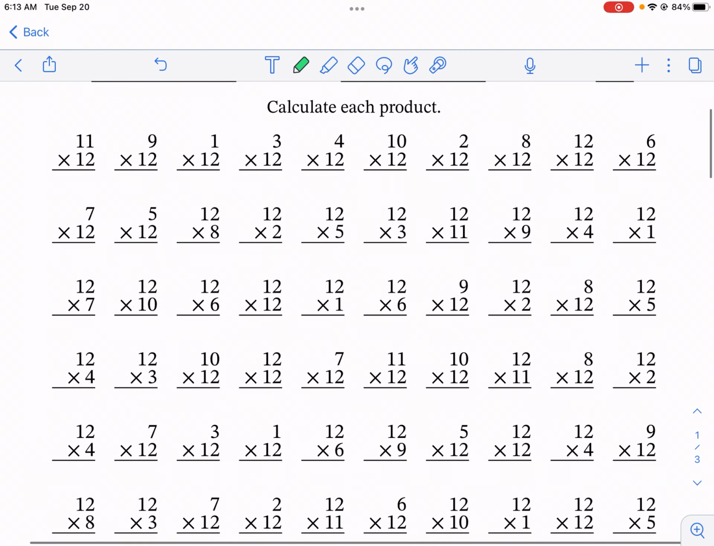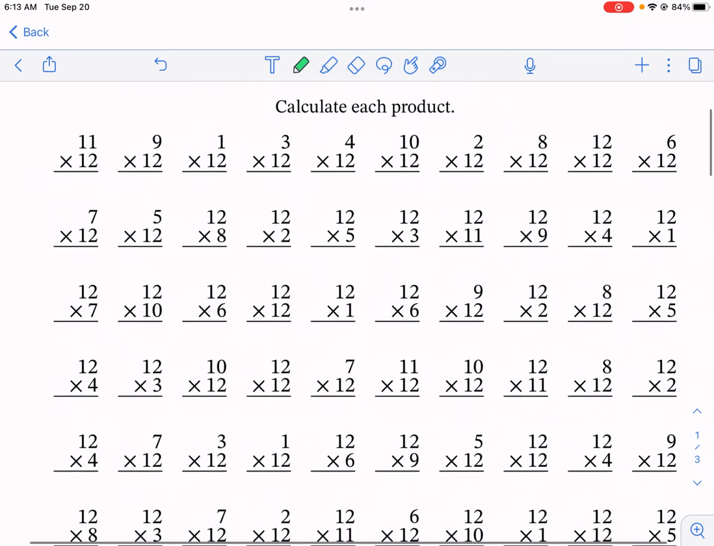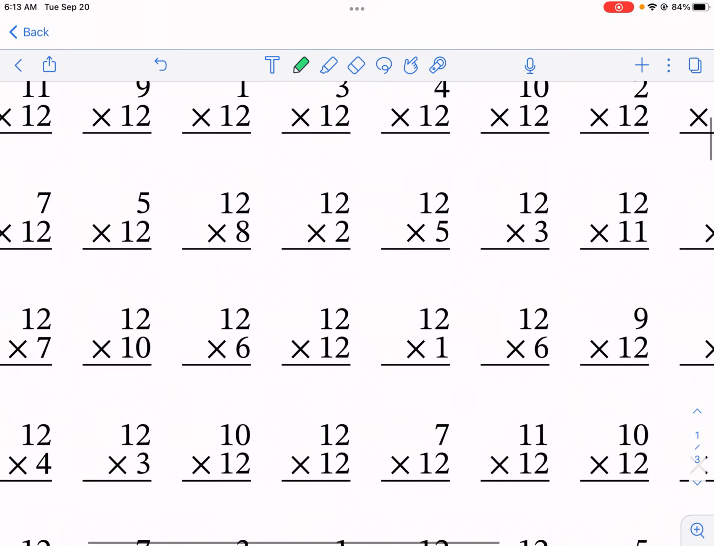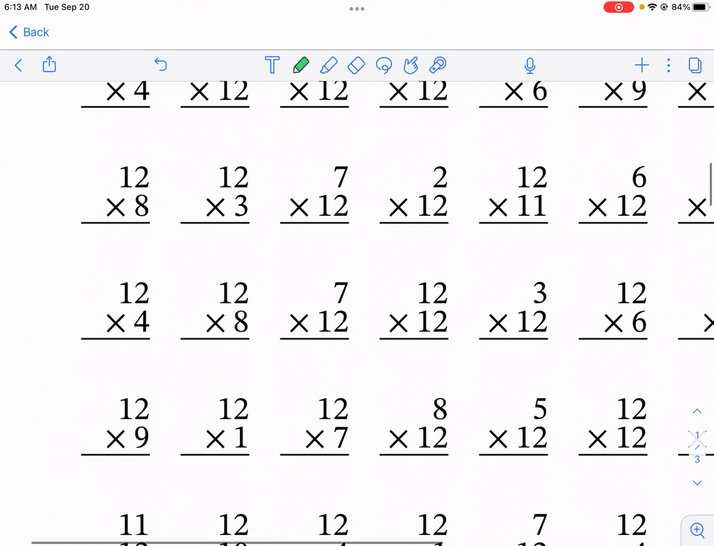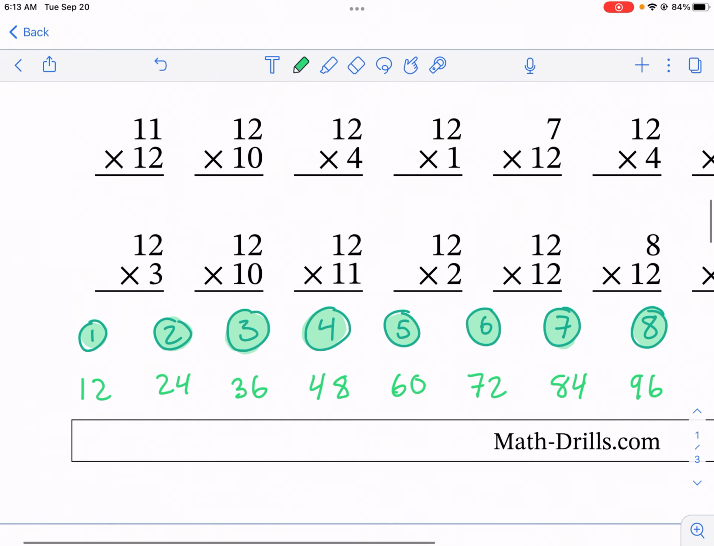Today we are doing multiplying by 12, and I'm going to be honest, this is the toughest of all the multiplication tables, 1 through 12. So what I would recommend doing, before you jump into trying to practice, is writing out the multiples 1 through 12 of 12.